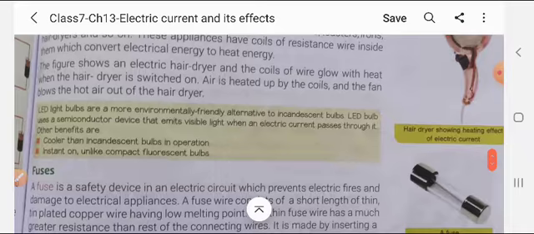Now the figure shows an electric hair dryer and the coils of the wire glow with heat. When the hair dryer is switched on, the air from inside is thrown by the fan which is present inside that material that blows the air, and because the wire is coiled there, it can hold too much heat, and the fan which is blowing throws out the heat from inside and lets the hair dry.